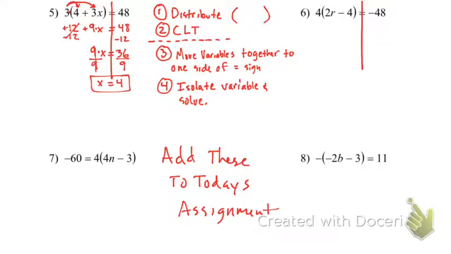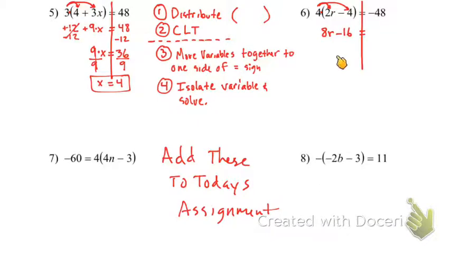Okay, number 6, start on the left side. Do I have distributive property? And the answer is yes. This 4 is multiplying with everything inside the parentheses. So put a little multiplication mark there, and we're going to multiply in. 4 times 2r, that is positive 8r. 4 times negative 4, that gives me negative 16.